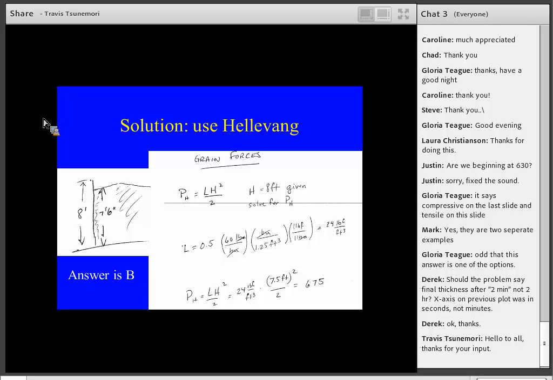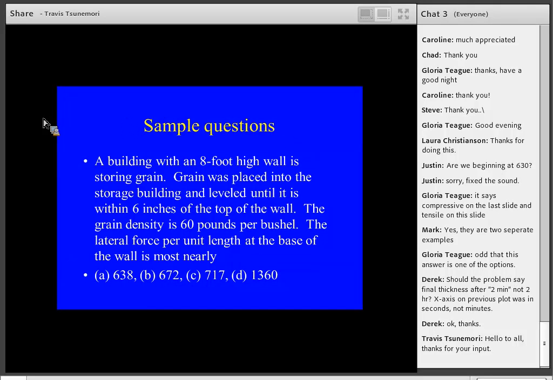So we do a little conversion there, keeping our units as we go across, bushels per cubic foot, pounds per, and then we end up with 24 pounds force per cubic foot. Now we've got that number to put in. We've got our H, it's now squared, divide by 2, and our P is 675. Let's go back and see if we've got anything that is something like 675. We don't have 675, but we got 672.